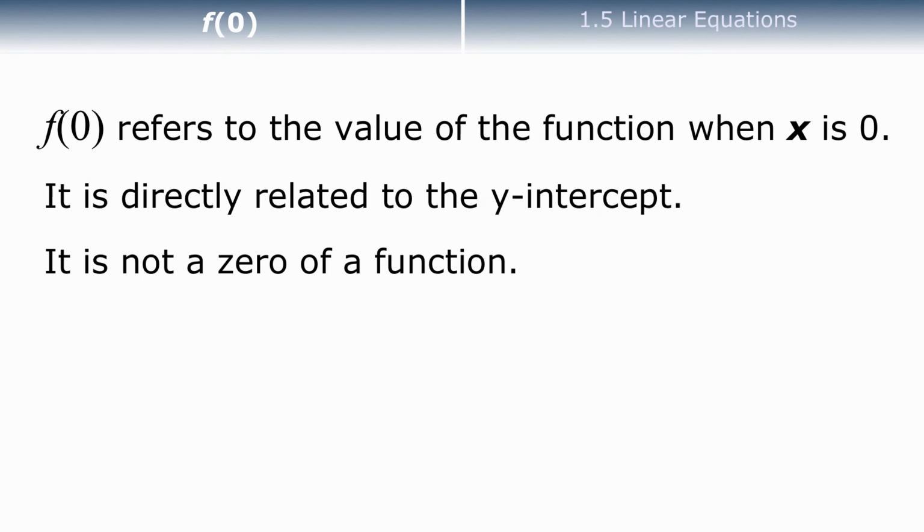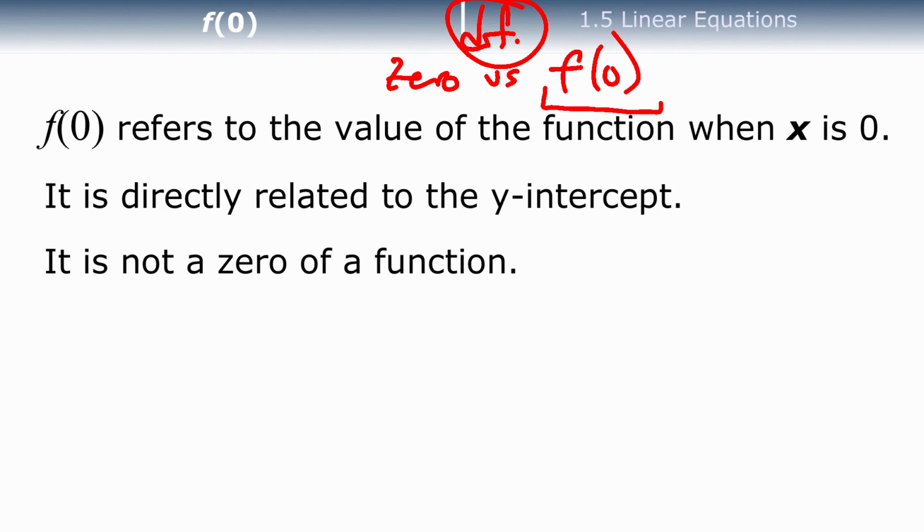The one thing that some students get mixed up is the idea of a 0 versus f of 0. And these two things are different. So in one case, a 0 is the value of x when y is 0. And f of 0 says what's the value of y when x is 0. See how that's different? So to find a 0, what they want to know is what the x value is when y is 0. Whereas in this one, they want to know what the y value is when x is 0.